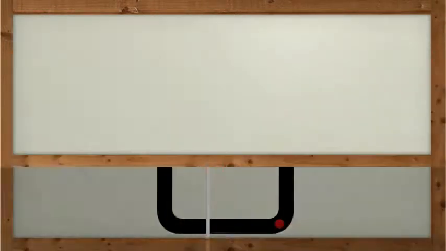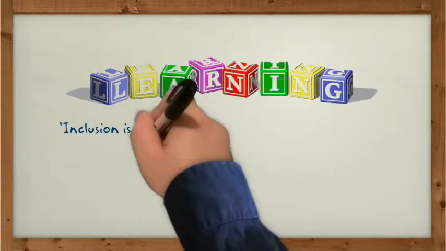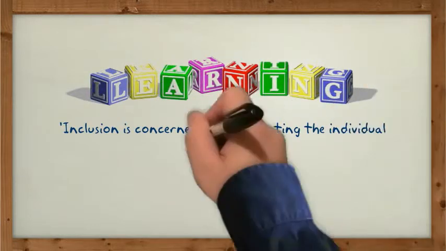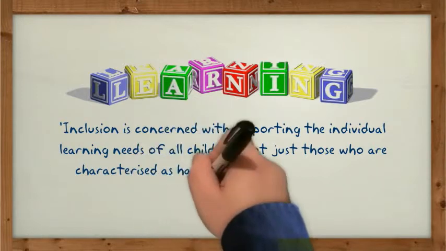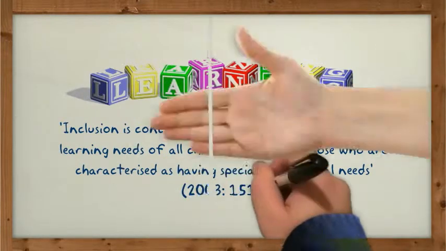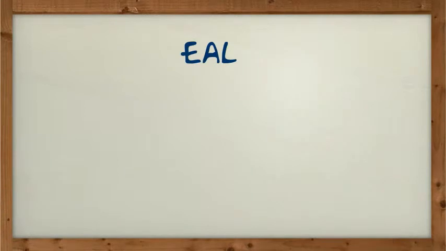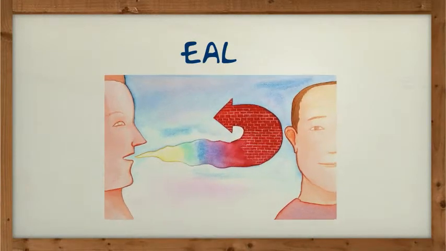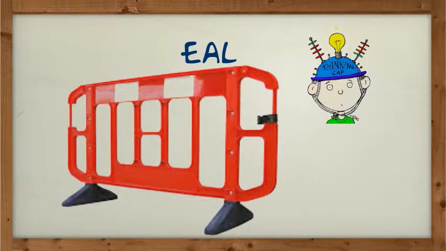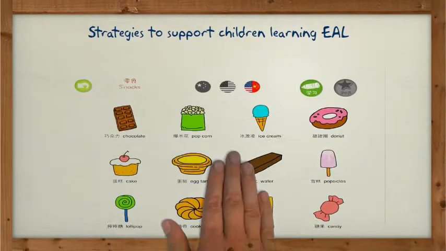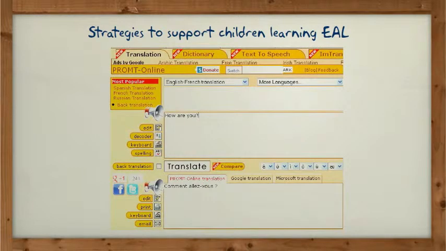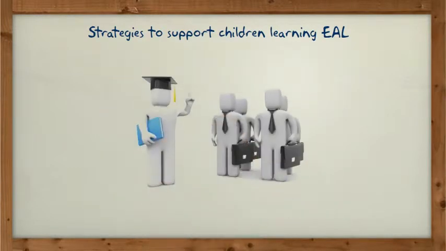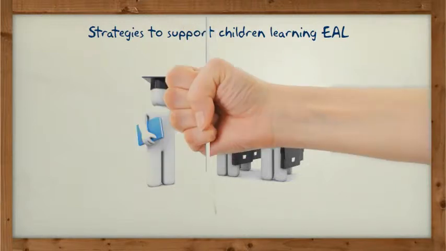As suggested by AGA, inclusion is concerned with supporting the individual learning needs of all children, not just those who are characterised as having special educational needs. For children learning English as an additional language, lack of communication and understanding is a considerable barrier to learning. Whilst there are a variety of downloadable bilingual dictionaries and online translators, there is an overwhelming growth in the more sophisticated technologies available to support children learning EAL.